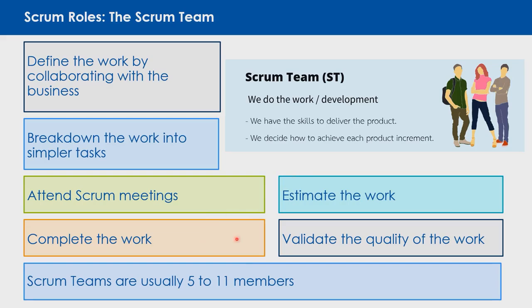They estimate the work. We talked a little bit about estimation, but every user story has an estimation. The team obviously completes the work and validates it, tests it. And this is a number that's often used. This number is in a lot of documentation, so it's good to know. Scrum teams are usually numbered 5 to 11, but be very careful. That's a very soft number.